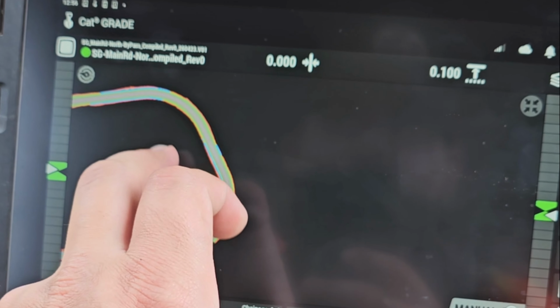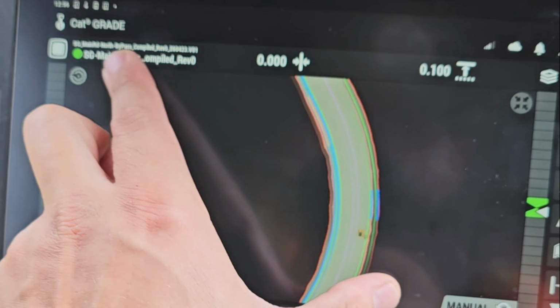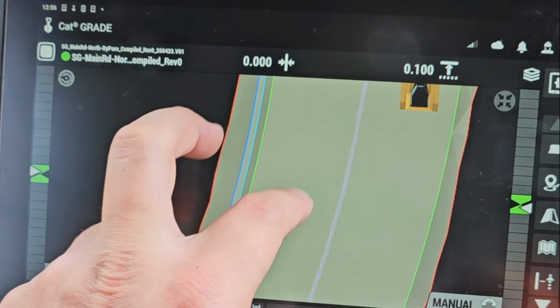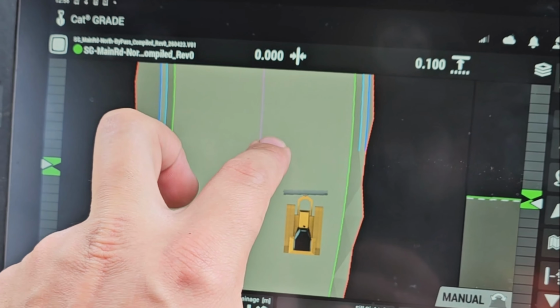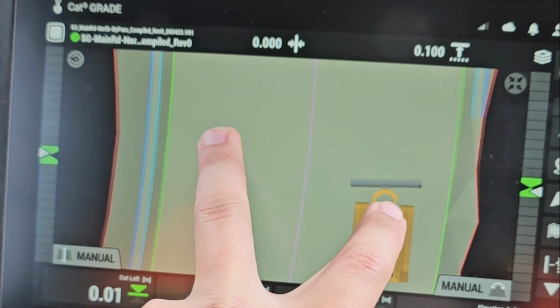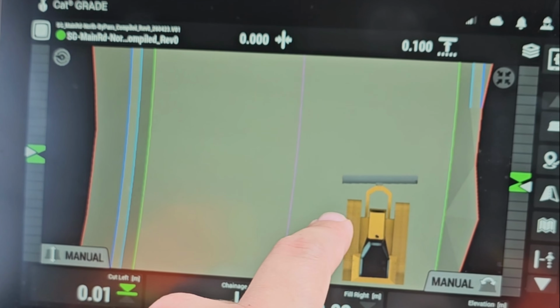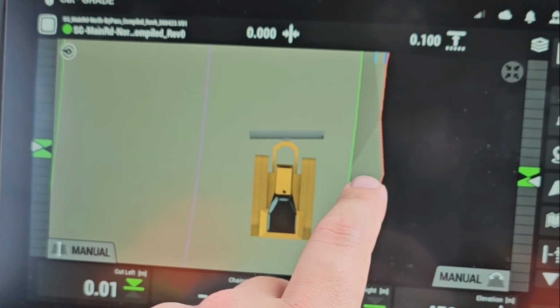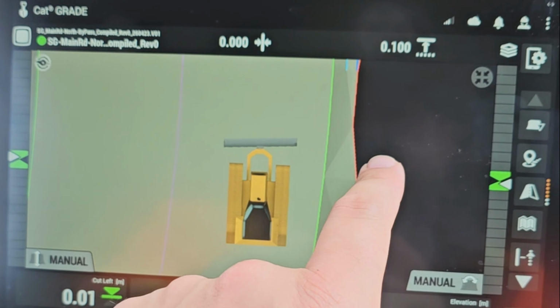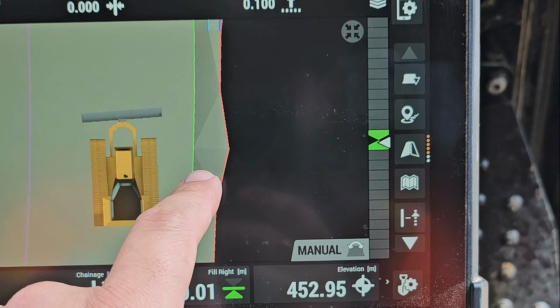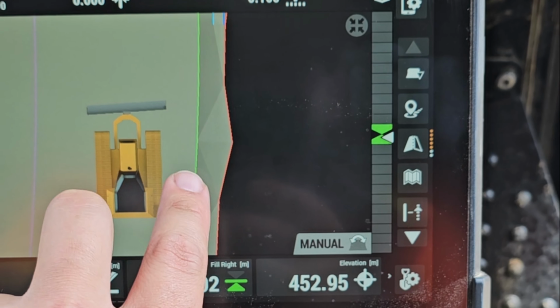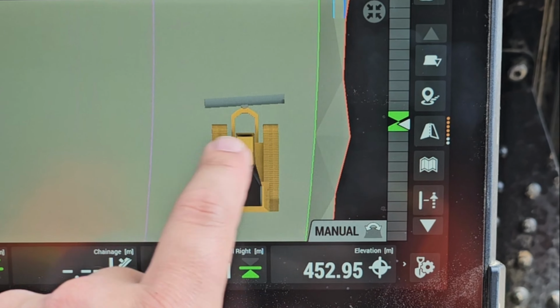This is the CatGrade. It's cool because you can go into your designs and stuff. And this is just a road, for example. Shows me my outer limits. So when you're grading, and if anybody wants to know how to do this stuff, and you're wondering what all this means, this would be your toe. This is the bottom of your road, for example. That's the top of your road. So that's the slope in between the two.